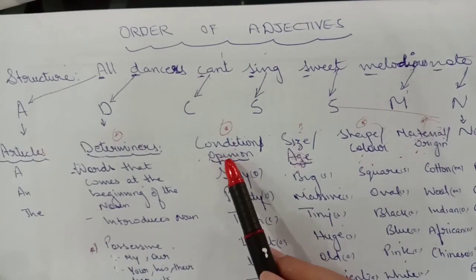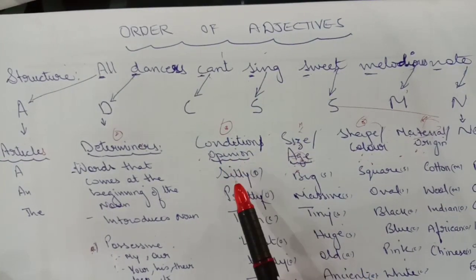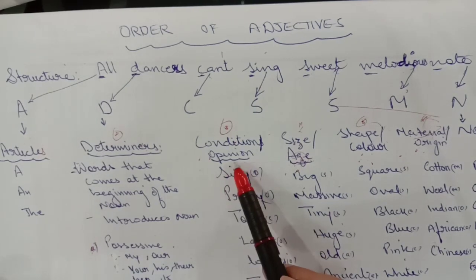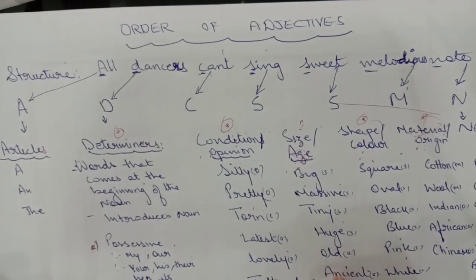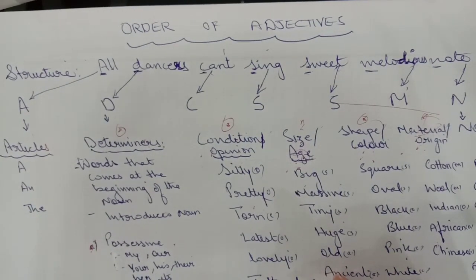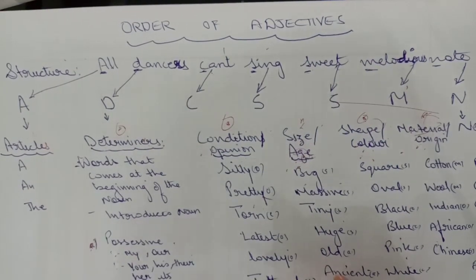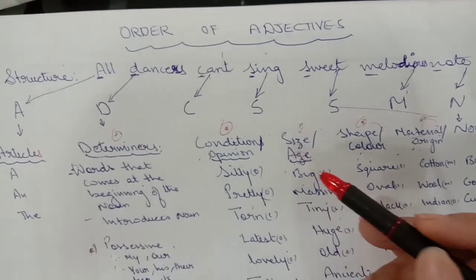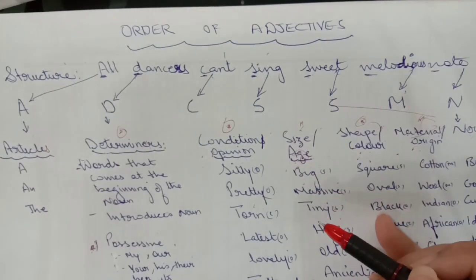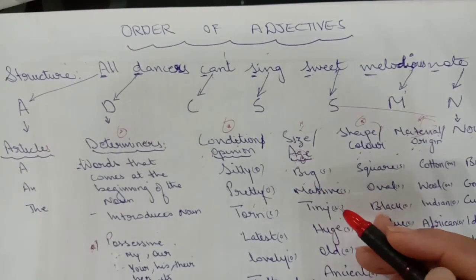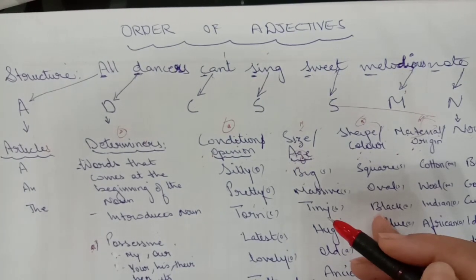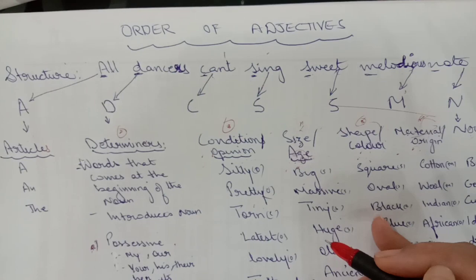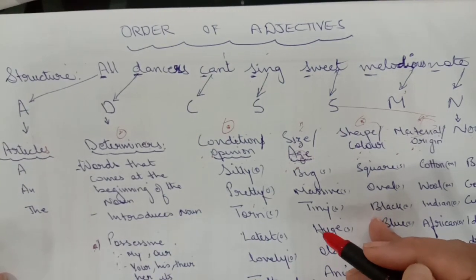Then third should be the condition, and otherwise you can use the opinion. For suppose the condition is whether it is torn, whether it is tattered, so that is the condition. And opinion, whether the person is silly, pretty, lovely, that is your opinion. Then size, which size? Is it big? Is it massive? Is it tiny? What size it is? And age, whether it is old, whether it is modern, whether it is ancient, that is your age. Then shape.